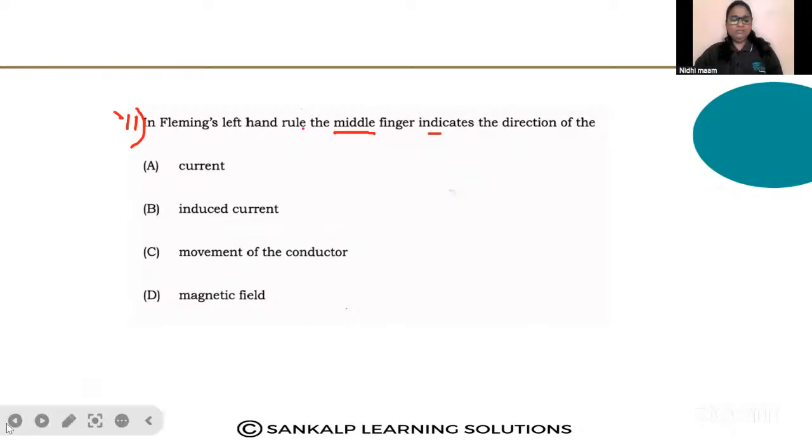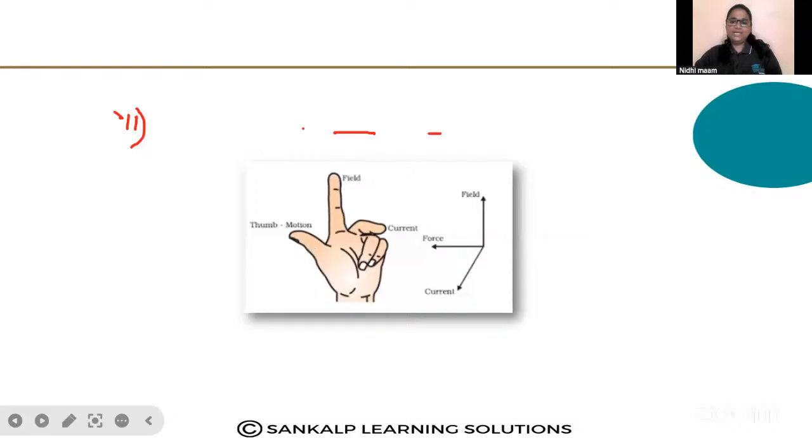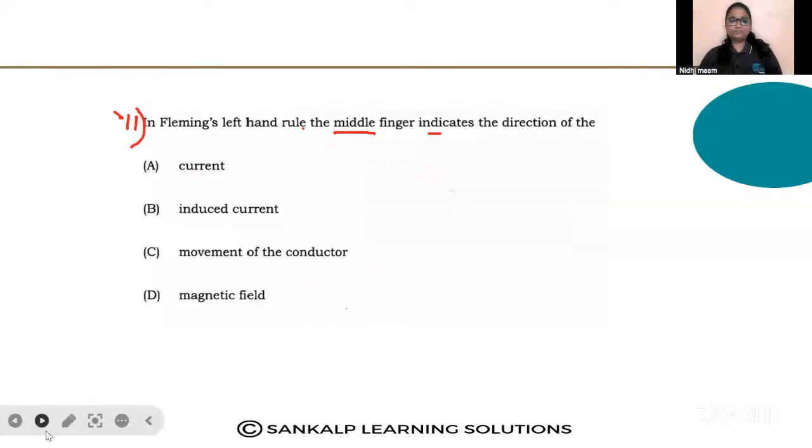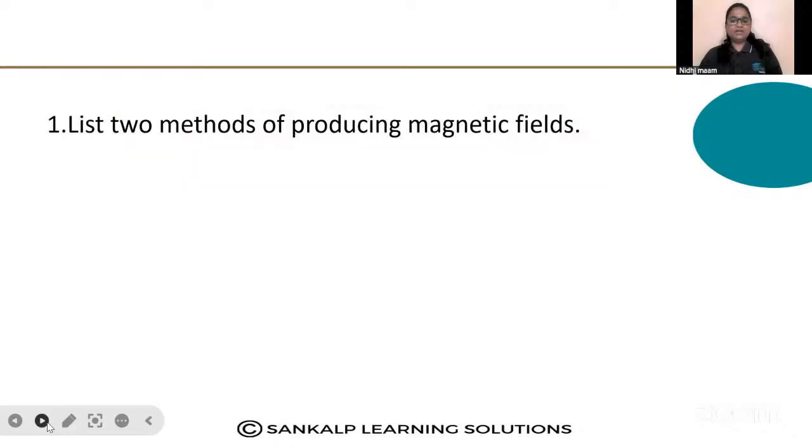See, in this figure you have seen already, the thumb indicates the motion of a conductor or a force acting on a conductor, you can say. Then the forefinger indicates the magnetic field. Then the middle finger indicates the direction of current. So the right answer here is option A, direction of current. Next question. List two methods of producing magnetic field.